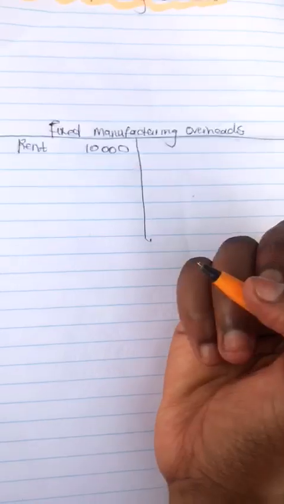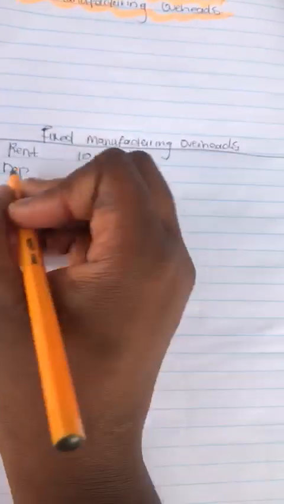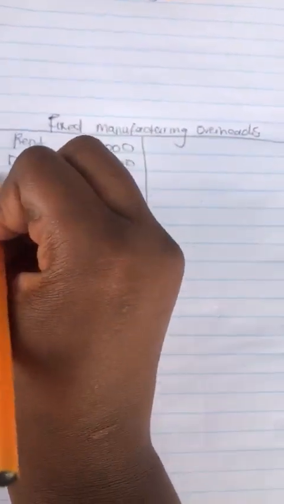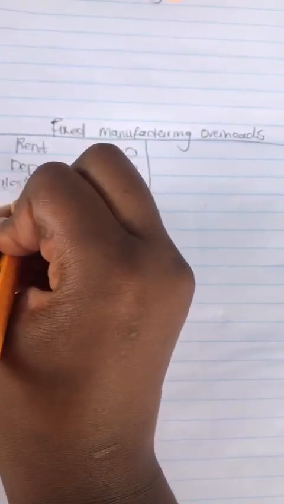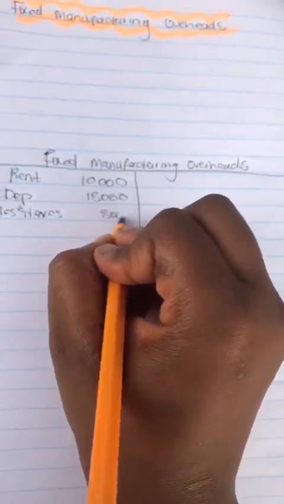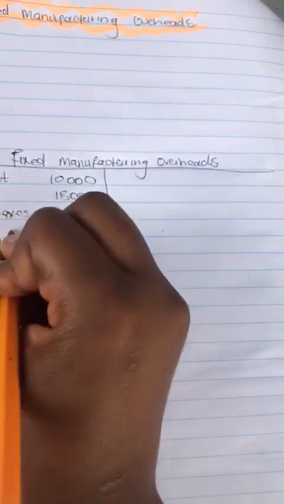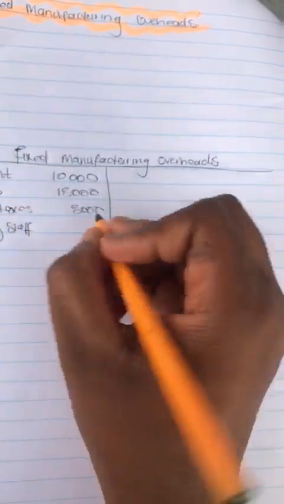So let's say you have your rent here, which is 10,000. Just making an example. And then you have your depreciation, which is 15,000, and then your rates and taxes, 5,000. And then your cleaning staff, 7,000.